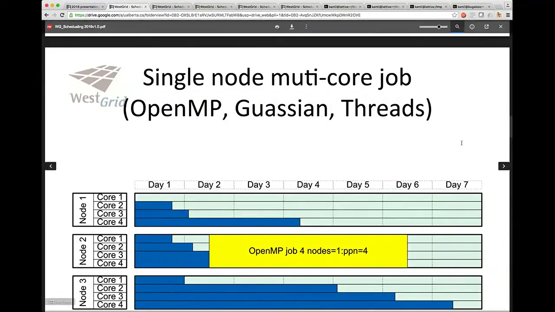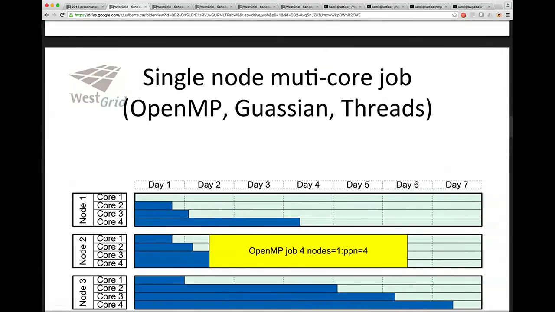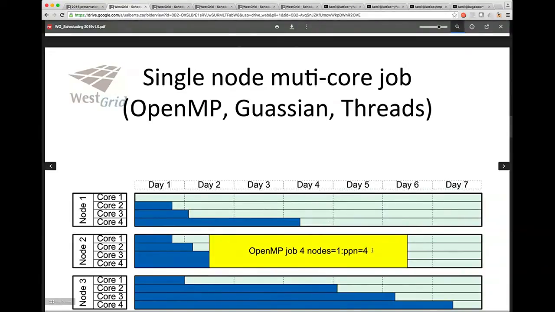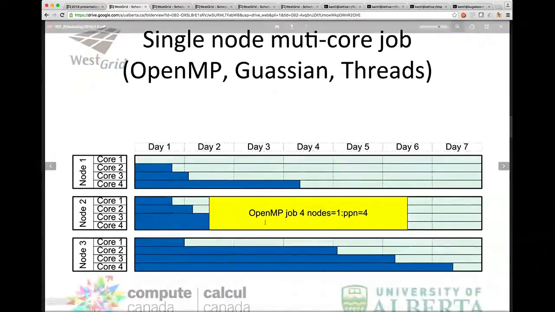Okay. So let's go for the next type of parallelism, single node multi-core jobs. So this is the type of OpenMP, Gaussian, or threaded job. In this case, since the communication happens through memory, all the cores have to be available at the same time.